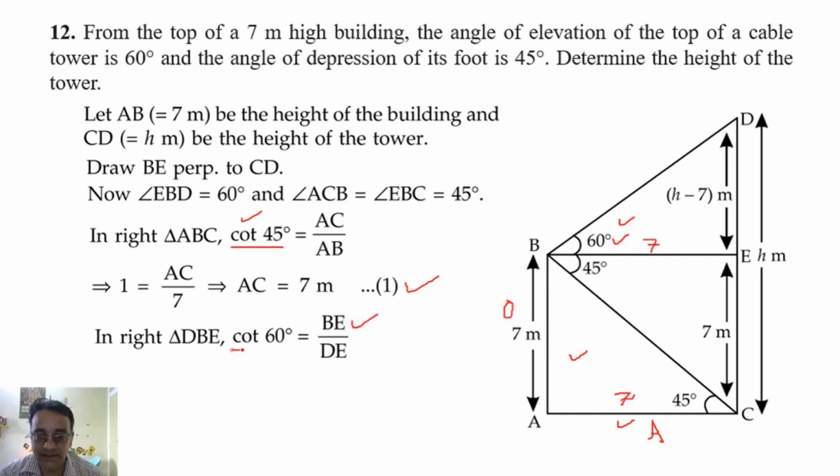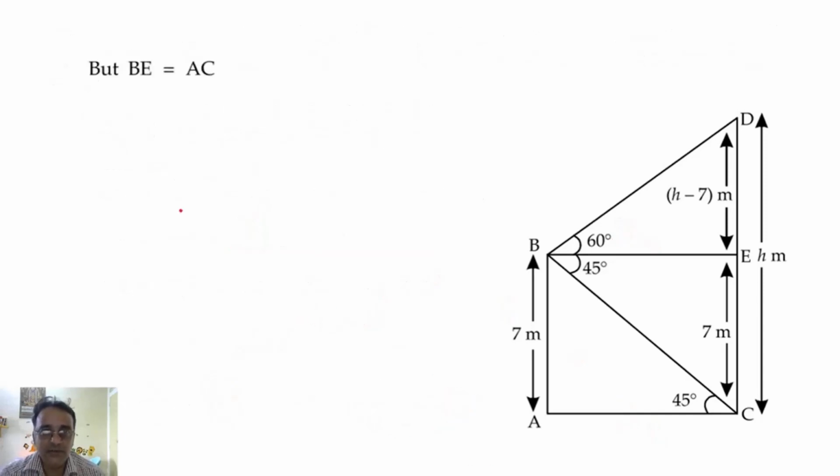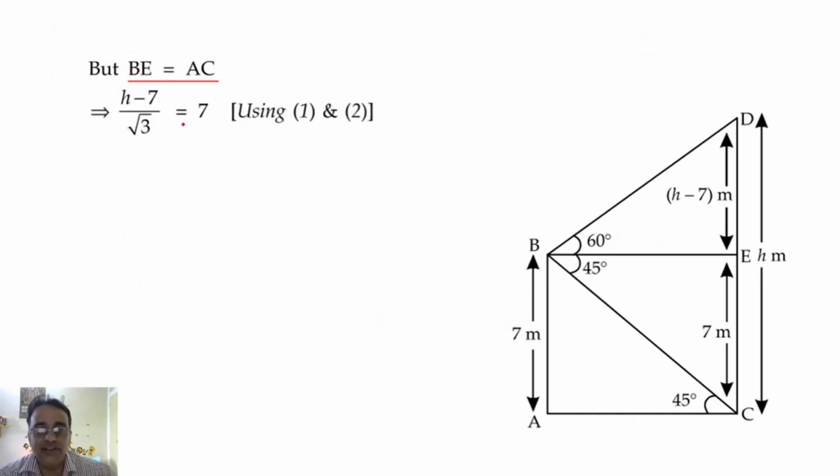So cot 60, what is the value of cot 60 degree? 1 by root 3. Right, 1 by root 3 is equals to BE upon h minus 7, and BE is equals to 7 meter. Okay, so h minus 7 upon root 3, this is equation number 2, right? And this is equation number 1. But BE is equals to AC, so therefore h minus 7 upon root 3 is equals to 7. Now we'll do the cross multiplication, so it will become 7 root 3. फिर minus 7 को इधर shift करो, that will become plus 7.